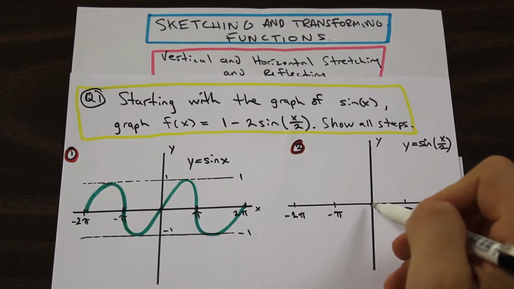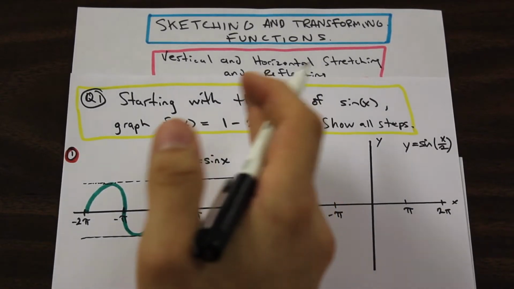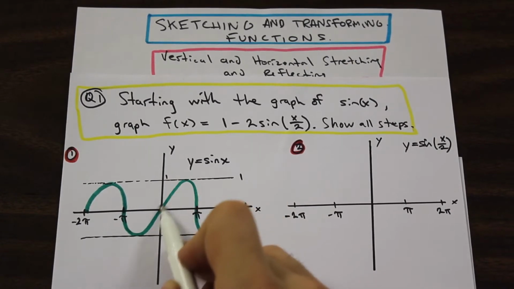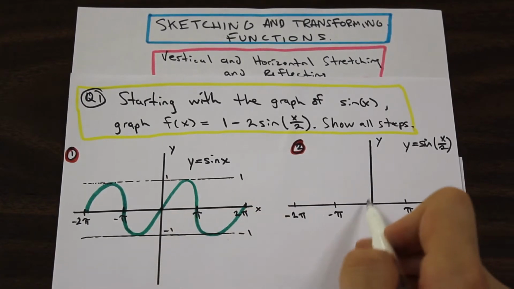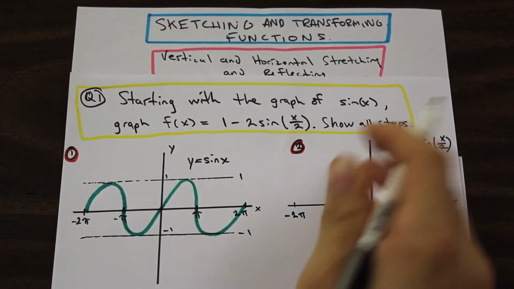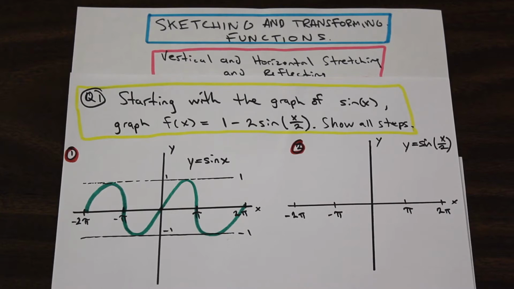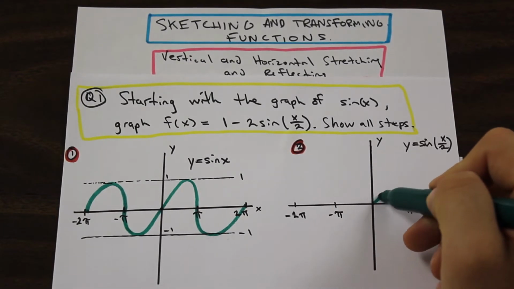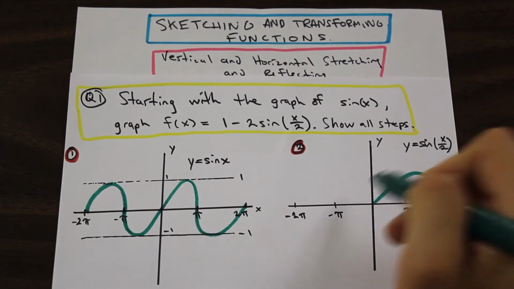So if the period of this function is doubled, that means that this positive part of the sine graph will pass through 2 pi on its way down instead of pi, because the period is doubled. So let's go ahead and write that. Okay, so there we are.